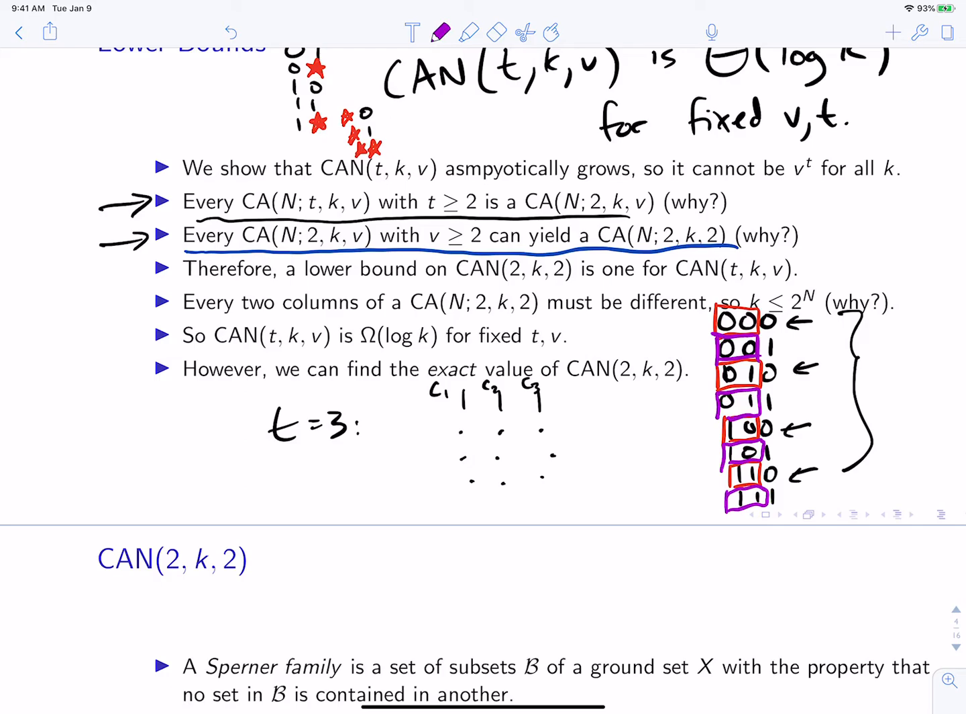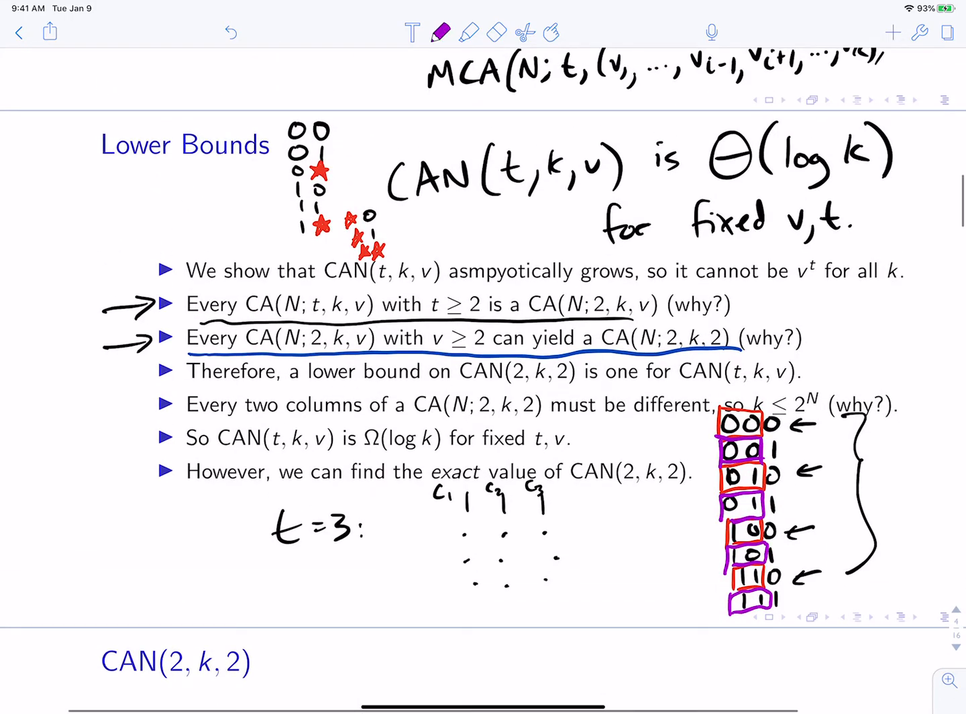Now, go into the next bullet point, the third one. It says if I have a strength 2 array, and I have some number of symbols, which can be at least 2, I can change that array into one that has exactly 2 symbols. So, for example, the one that we did up here last time, where we had 3 symbols, 0, 0, 0, 1, 0, 2, 1, 0, 1, 1, 1, 2, etc. Well, what I did was I changed all of the 2 entries into a star. And what star means is it can be fixed to 0 or 1. It doesn't matter what it is.